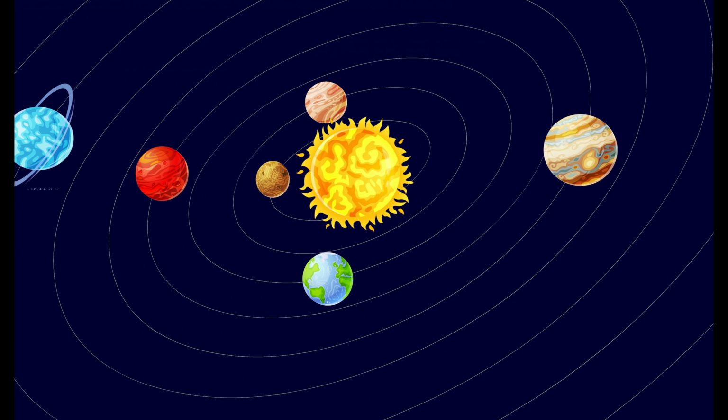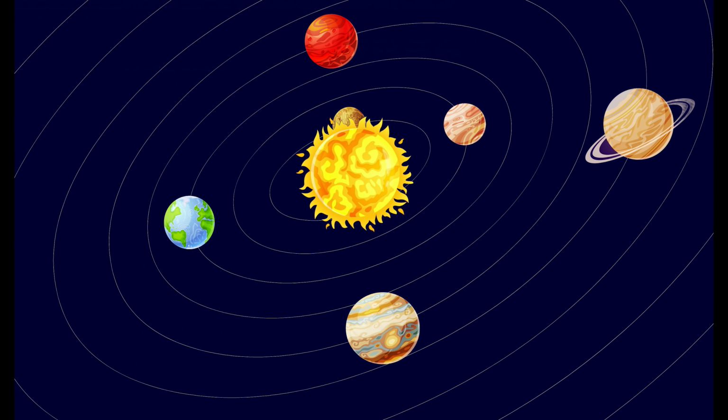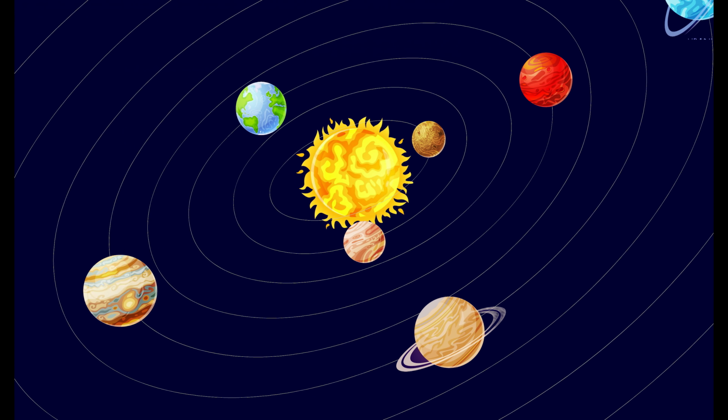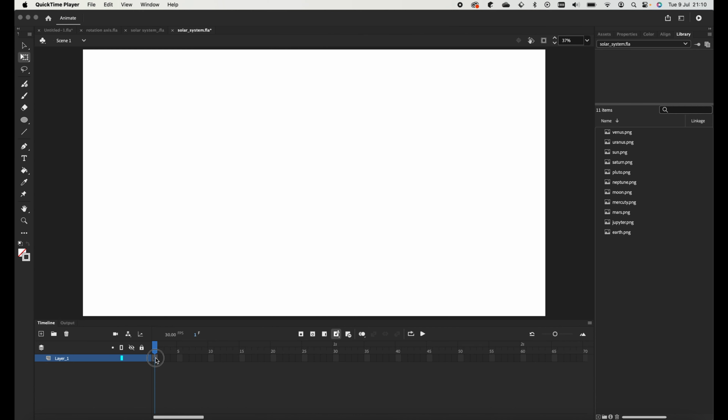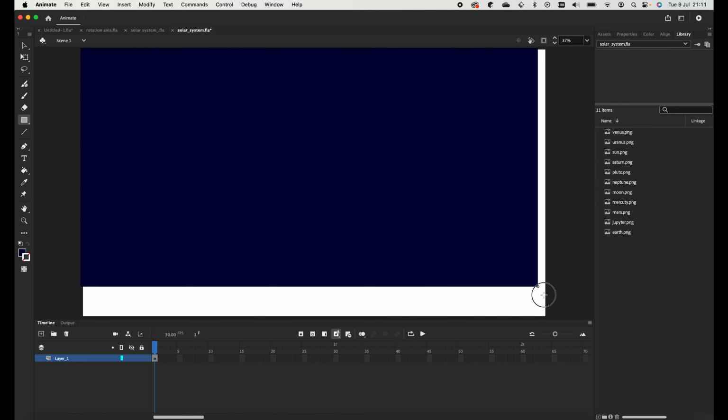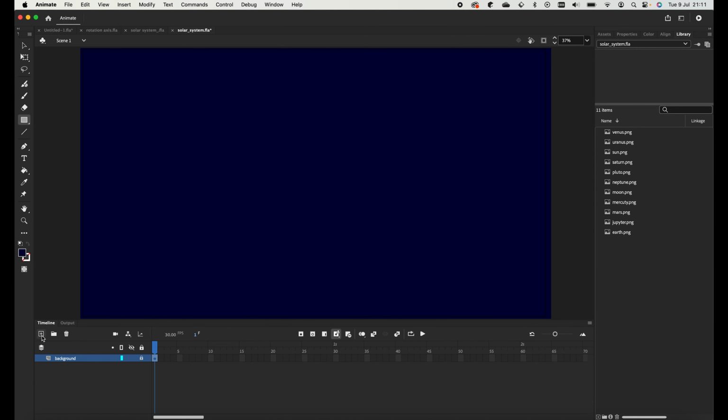In this video, we will create a solar system animation. The tool we are using is Adobe Animate. On this first layer, I will create the background. For this, I'm using the rectangle tool with a dark blue fill.